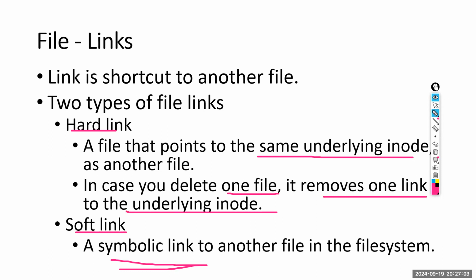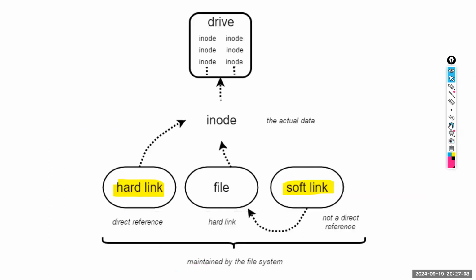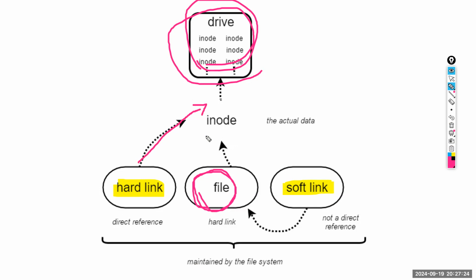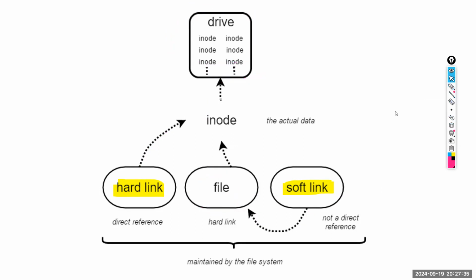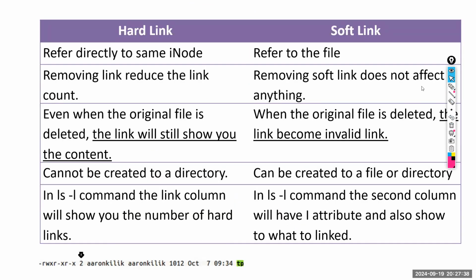Okay. Right, so let's see how to create a link. This is the idea behind it. So this is your file, or this is the inode related to the file. Your hard link is directly referring to that inode, but a soft link is not a direct reference. Hard links are direct references. So this is a comparison between hard link and soft link. Right? Just go through it.